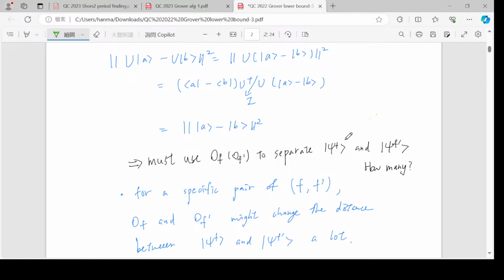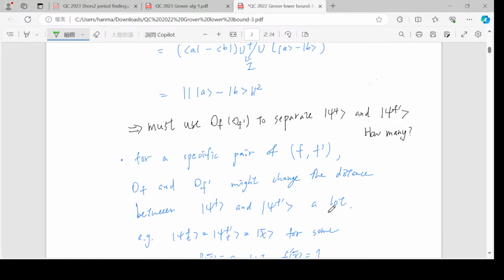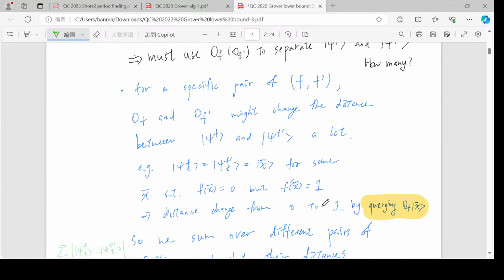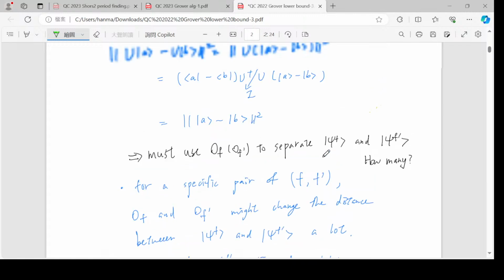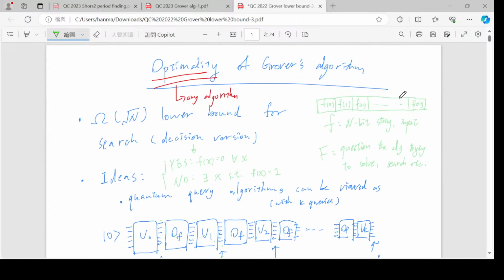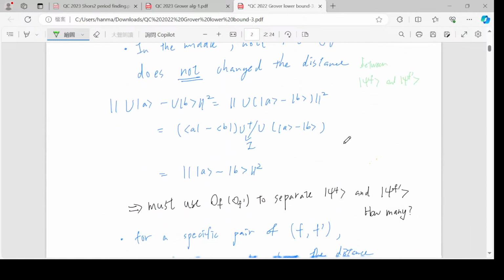But it's not so simple to just pick one f and one f' to lower bound the quantum query complexity. That's because if you fix one pair of f and f', actually one query can differentiate them. It's a lot of detail and we don't need to go into it, but basically if you think about the truth table, there's somewhere it is different, and if you query that different location, you'll distinguish f and f' apart. So one query will distinguish any f and f'.